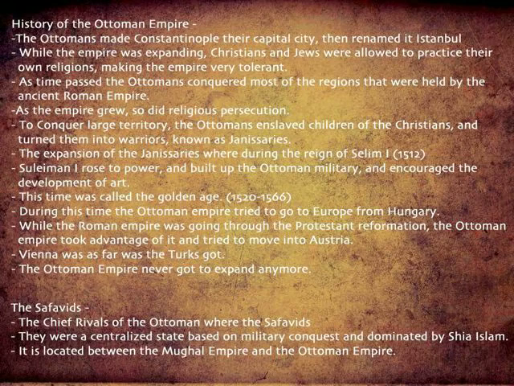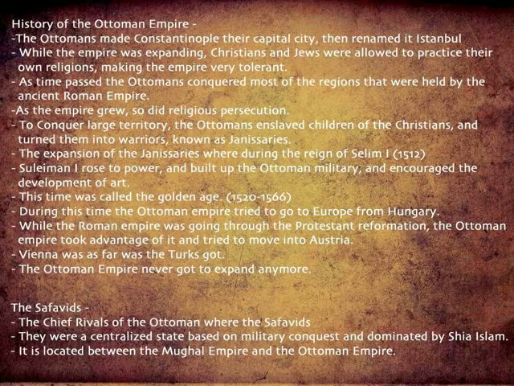To conquer large territory, the Ottomans enslaved children of the Christians and turned them into warriors known as janissaries. During the expansion of the janissaries, in the reign of Selim I in 1512, Suleiman I rose to power and built up the Ottoman military and encouraged the development of art. This time was called the Golden Age.